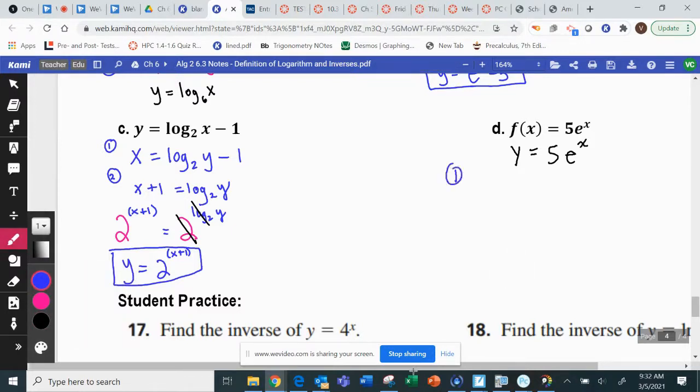I'm going to ask the same question again then. Sorry about that. Tessa, thank you. How do we get y by itself? What's the first thing I should do? Divide by 5. Good. So I've got x over 5 equals e to the y.